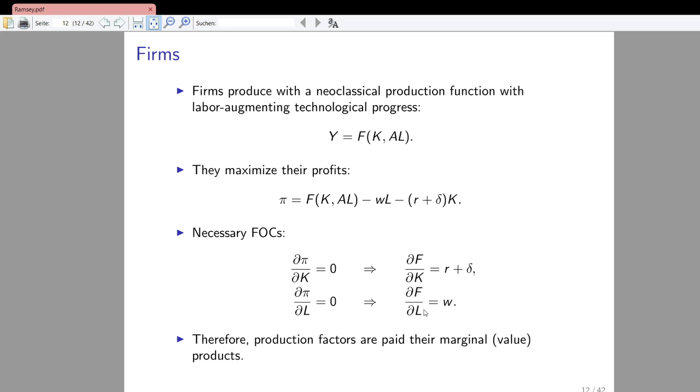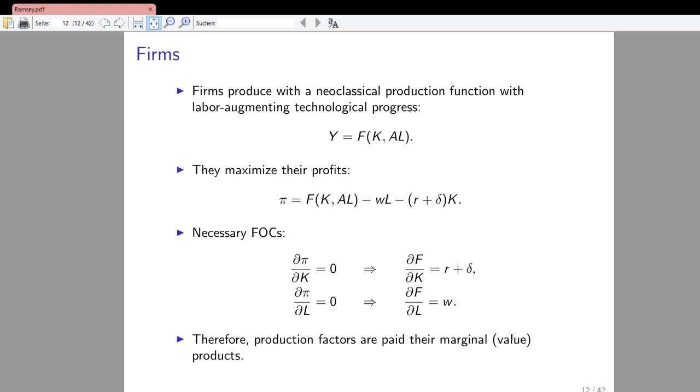So that implies that firms employ the corresponding production factor up to the point at which it earns its cost. And up to that point, the firm would increase profits by hiring more of the production factor. The reason is that the production function is concave. So as long as the marginal value product of capital is higher than the capital rental rate, or the marginal value product of labor is higher than the wage rate, employing more capital and more labor would raise profits. And at the point where it is equal to the cost, it would not raise the profits anymore.